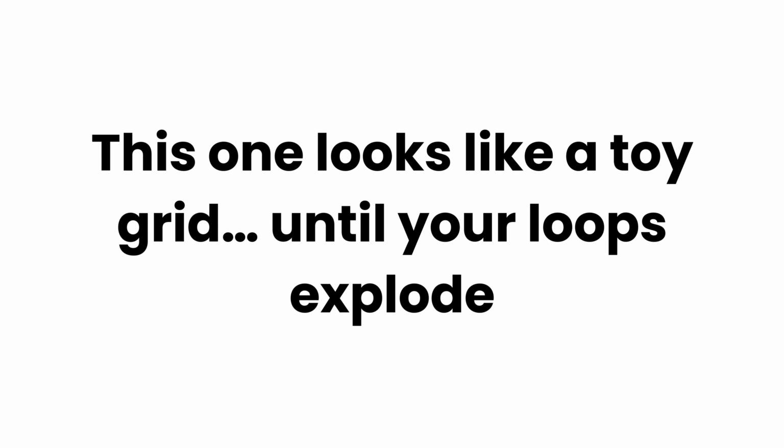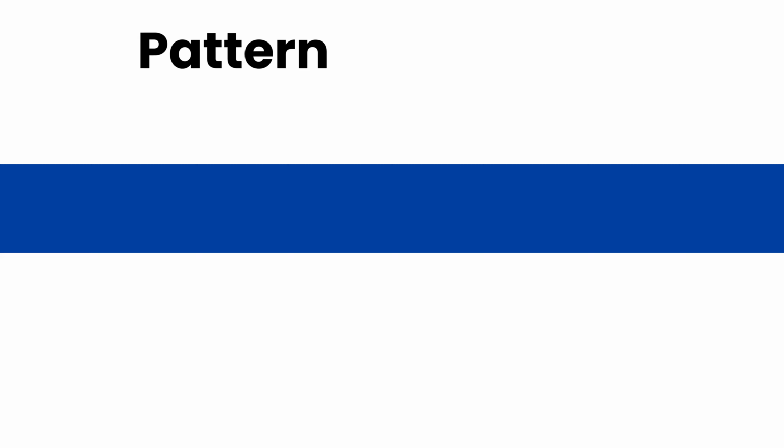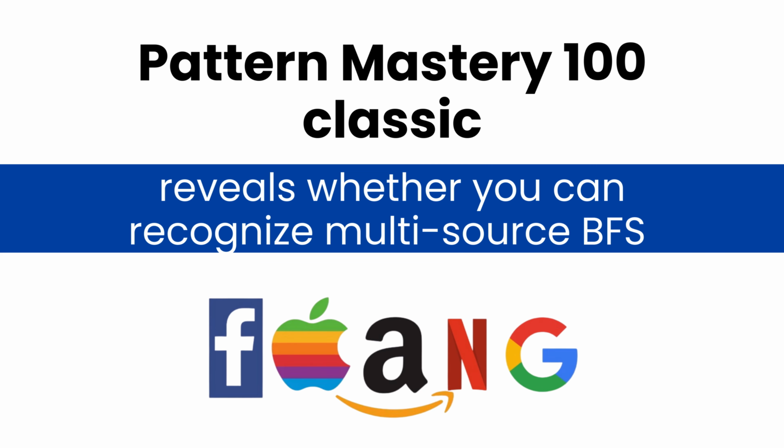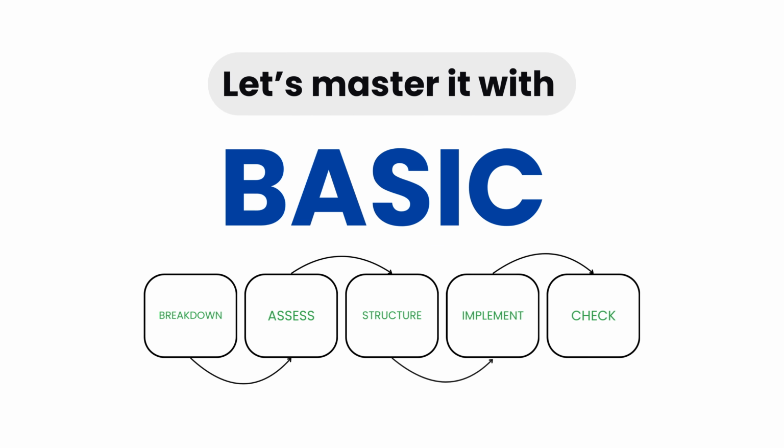This one looks like a toy grid, until your loops explode. Rotting Oranges is a Pattern Mastery 100 classic that reveals whether you can recognize multi-source BFS and reason in minutes, not hours. Interviewers love it because the brute force is tempting. But the optimal approach is one elegant flood from all rotten oranges at once. Let's master it with basics.